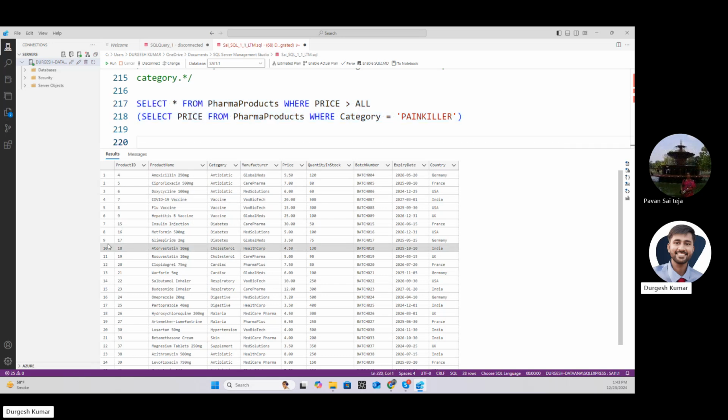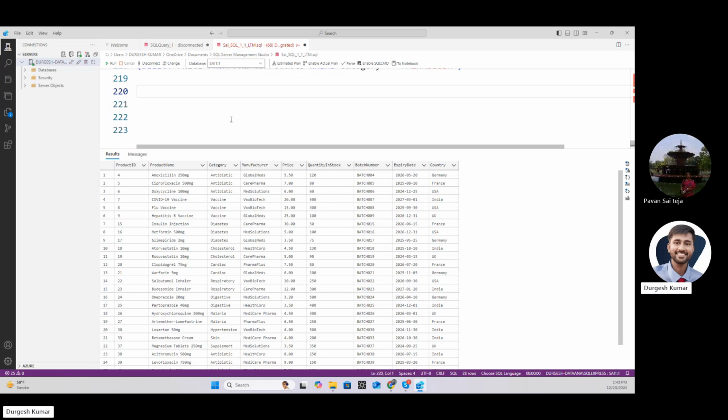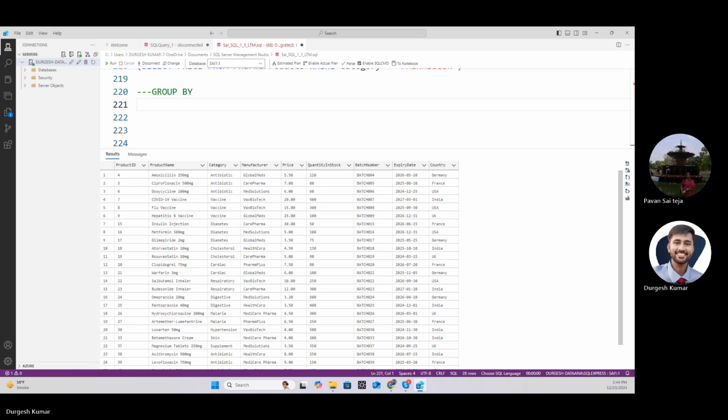Perfect. Now we have done this very simple where clause. Now we are going to learn group by. Are you okay to proceed further, Sai, or are you exhausted? Yeah, I'm able to understand. Yeah, we can proceed. So we'll understand just group by and having clause. It's very simple. It will not take much time.